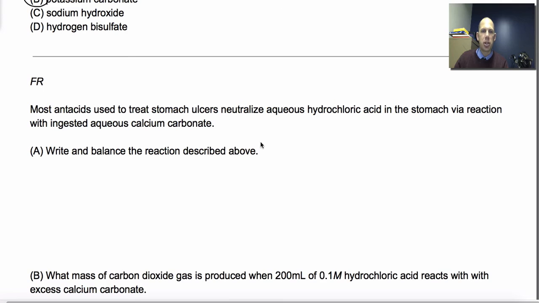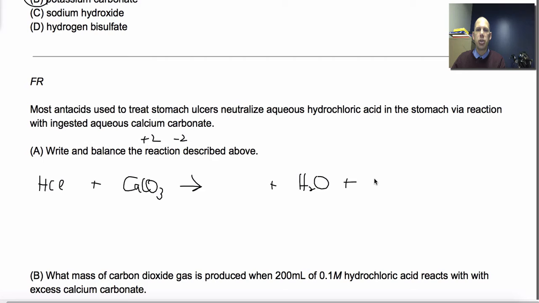So I give you some information here, and I want you to write and balance this reaction. On the quiz, I will give you the actual formulas here, but we have HCl, aqueous, reacting with calcium carbonate. Calcium is +2 and carbonate is -2. Just like we said above, because the H is going with the CO3, we're going to make H2O and CO2.